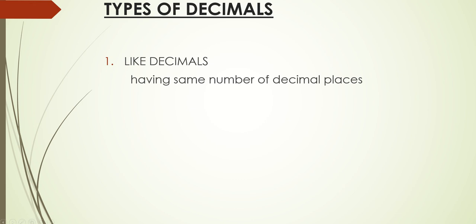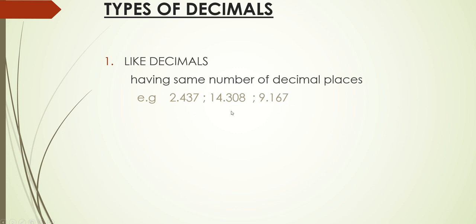What is the meaning of this? Same number of decimal places. As you can see in this example, 2.437, 14.308 and 9.167. Check the decimal part. In 2.437, I have only 3 decimal places. In 14.308, again I have 3 decimal places. And in this 9.167, I have 3 decimal places.